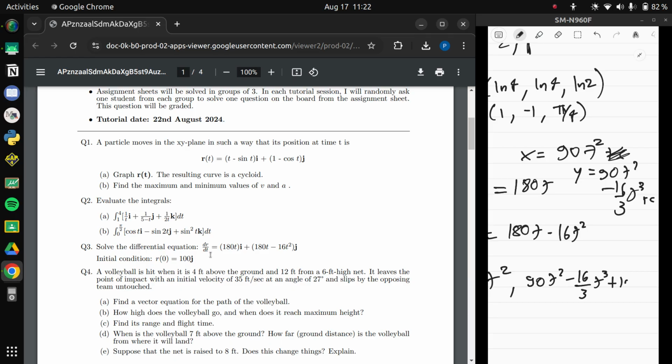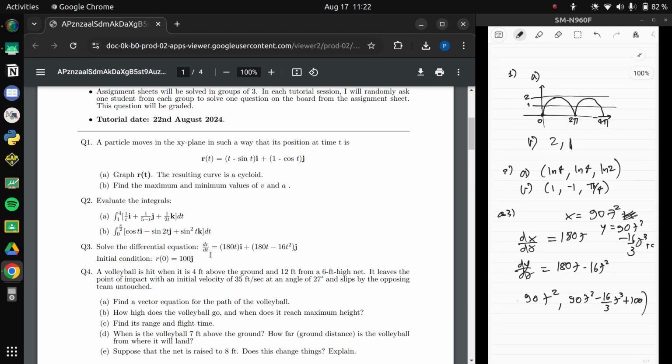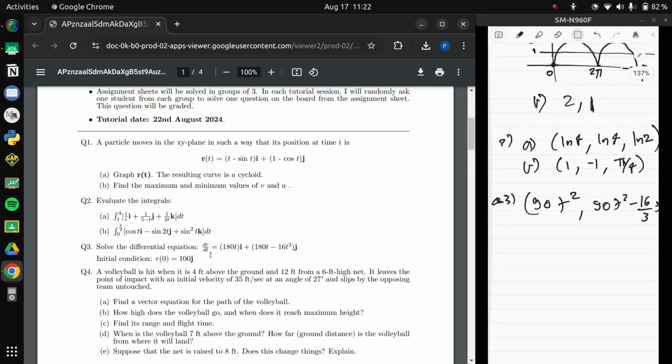t cube plus 100. This is just really really bad. I mean, why am I even doing this stuff? Just move on, keep doing it, just get it done.